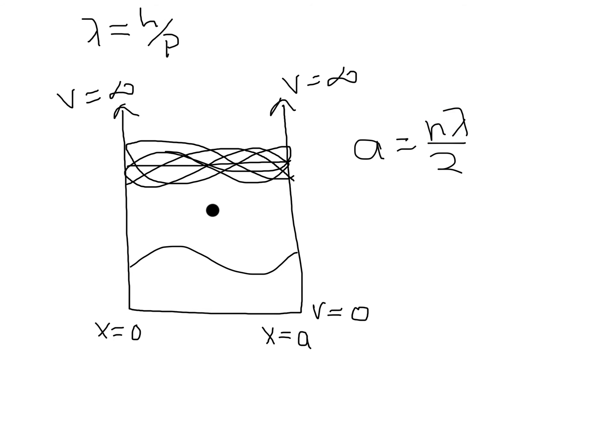So n is simply an integer, and when n is 1, we have half a wavelength in the box. When n is 2, we have a full wavelength in the box. When n is 3, we would have 1.5 wavelengths in the box, and so forth. So this implies that our wavelength has to equal 2 times the length of the box divided by an integer n. So only certain wavelengths are possible. And if only certain wavelengths are possible, only certain momenta are possible.